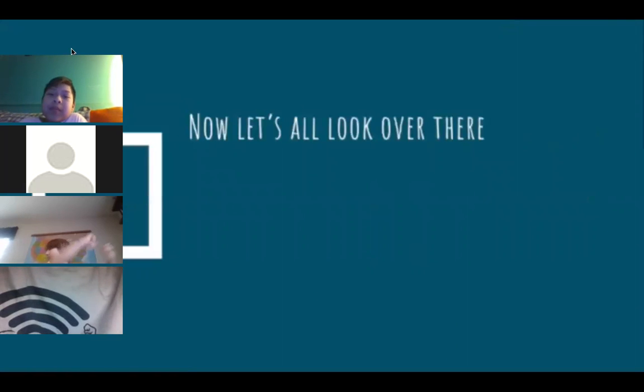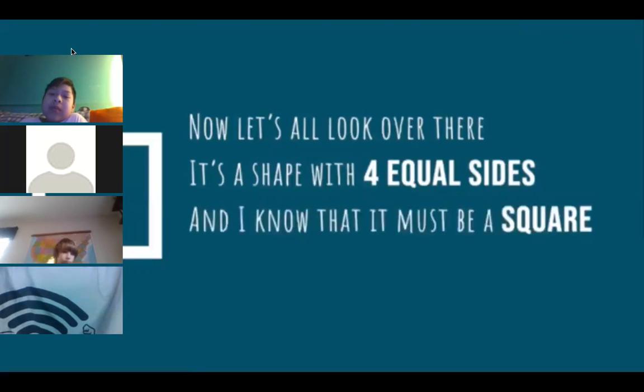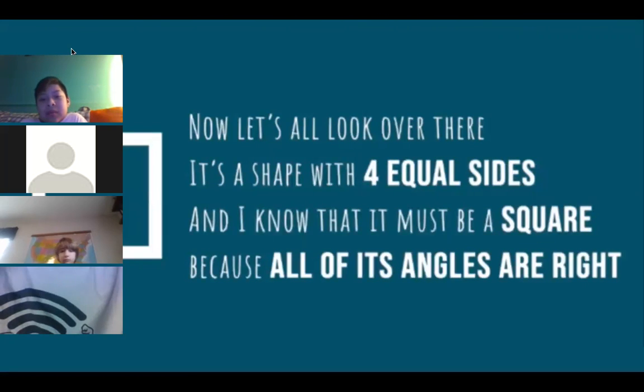Now let's all look over there. It's a shape with four equal sides. And I know that it must be a square because all of the angles are right.